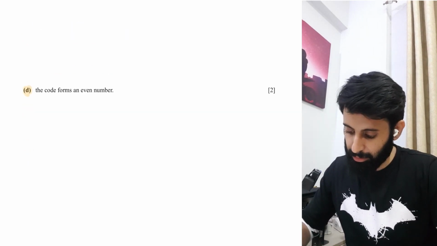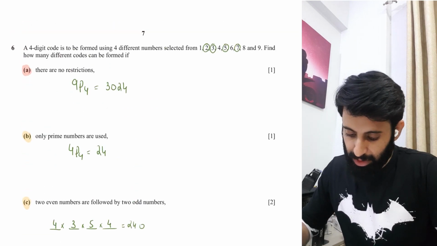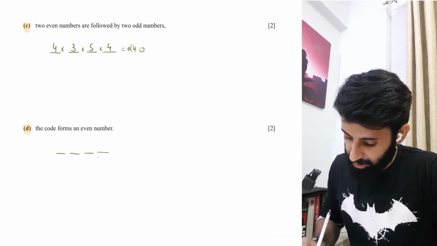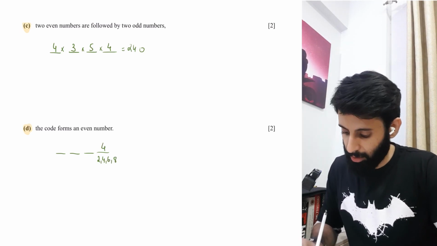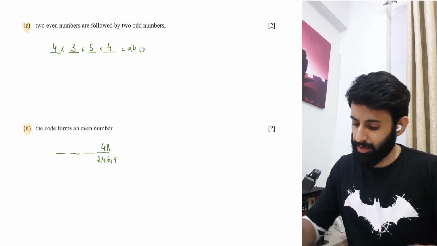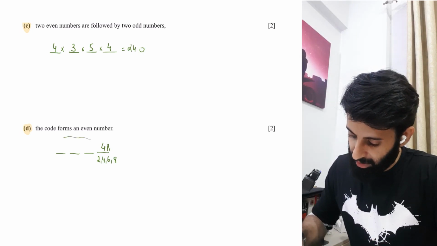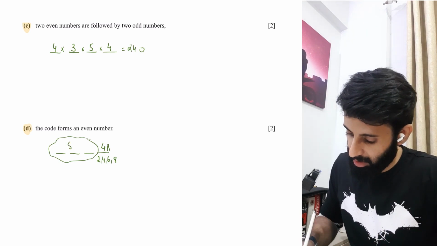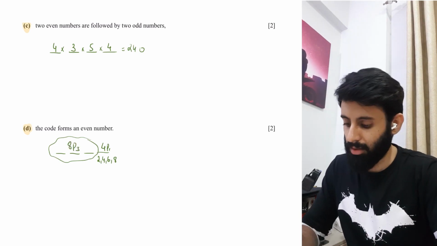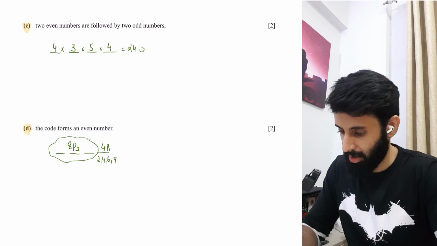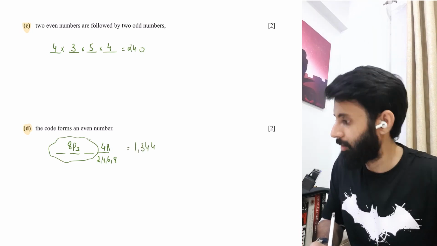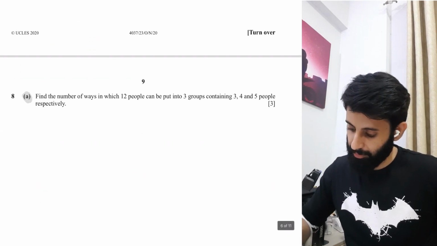Then it says the code forms an even number. If you want to make sure that the number is an even number, all you've got to worry about is what the last digit is. For the last digit, you can have 2, 4, 6, or 8. So you have 4 available options, or you can write this as 4P1. It means the same thing. And for the remaining 3, there's nothing to worry about. We started off with 9 numbers, now we're left with 8, so it's going to be 8P3. Let's work this out: 8P3 times 4 is 1344, which again is the correct answer.